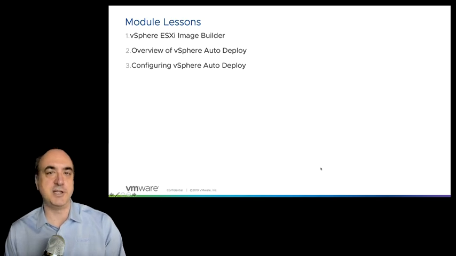In our first lesson, we'll take a look at this service called Image Builder to build and manage the images we'll be placing onto the ESXi servers. And then we'll take a look at what Auto Deploy is, basically a process to centrally image your ESX servers in several methods, whether it's stateless or stateful caching. Then we'll show you the steps in configuring Auto Deploy in our third lesson.